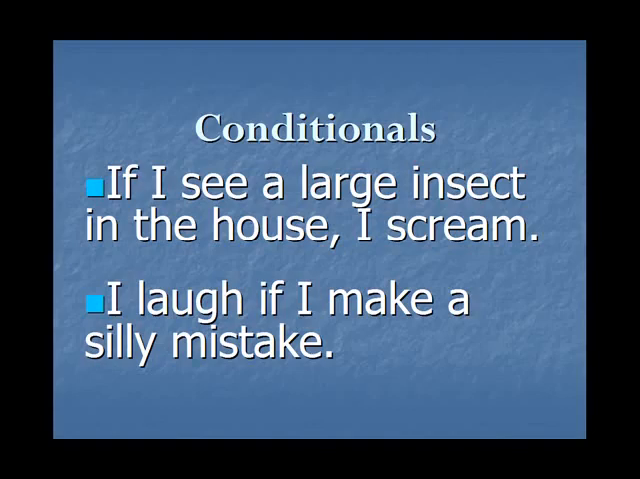We said that conditionals have 2 parts, the condition and the result. So let's find those parts in these 2 statements. If I see a large insect in the house, part 1, I scream, part 2. Which is the result? Screaming. So the screaming will not take place, cannot happen, without the condition. There must be a condition for a result.